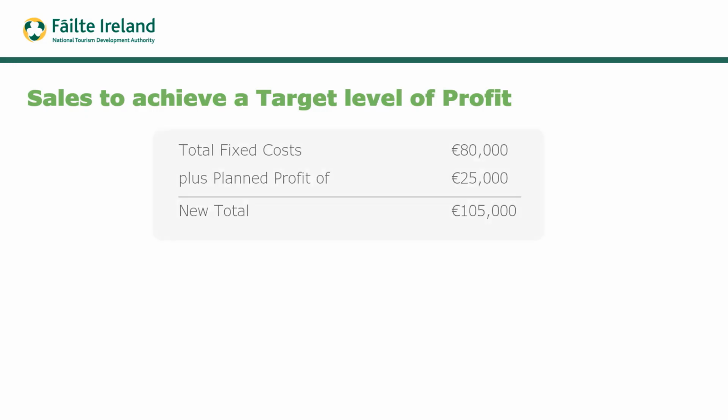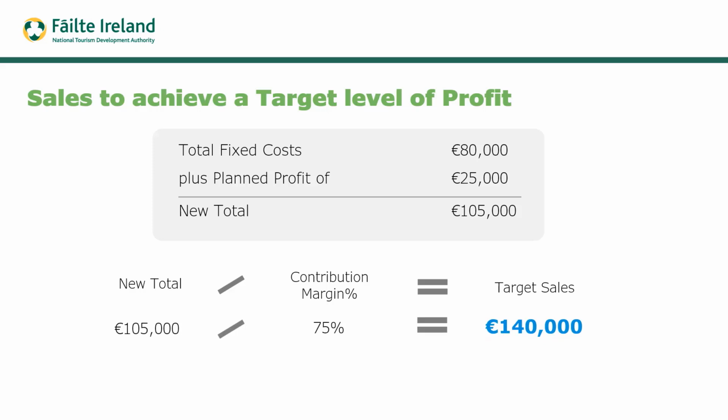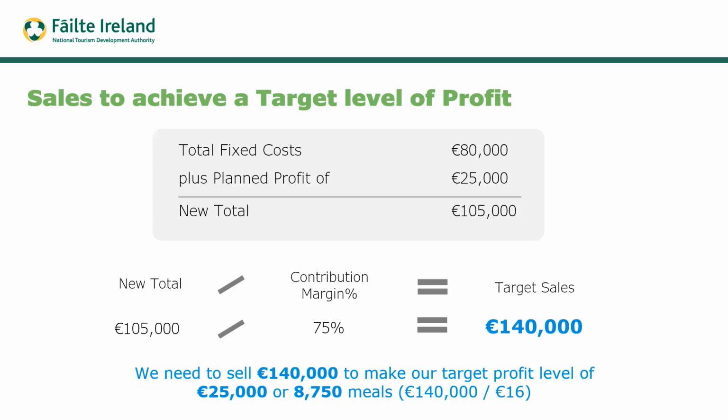So let's say in our example, our total fixed costs are still 80,000 and we want to make a planned profit of 25,000. We simply add the two together to come up with a new total of €105,000. We use our formula again, the new total divided by contribution margin, which will give us our target sales figure to make that €25,000 profit. And we can see it's 105,000 divided by 75% gives us a target sales figure of €140,000 to make a profit of 25,000 in our business. And equating that into volume, it's 8,750 meals per year that we need to sell.